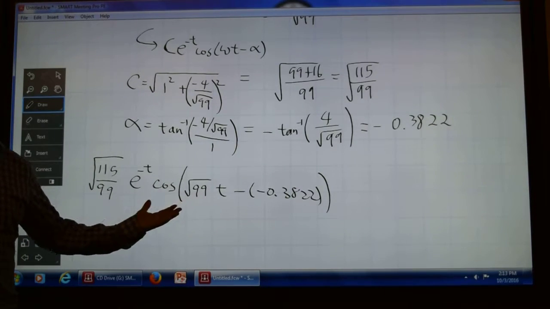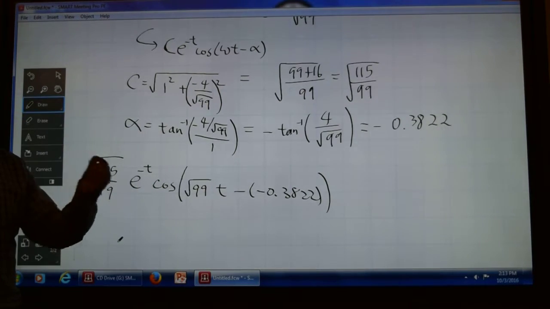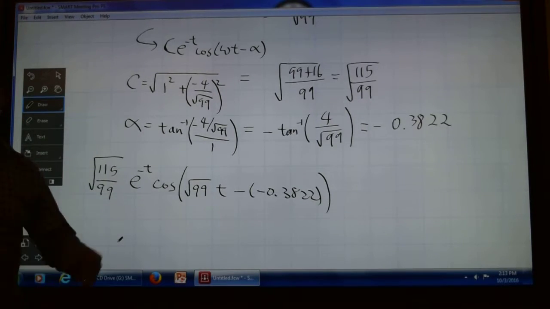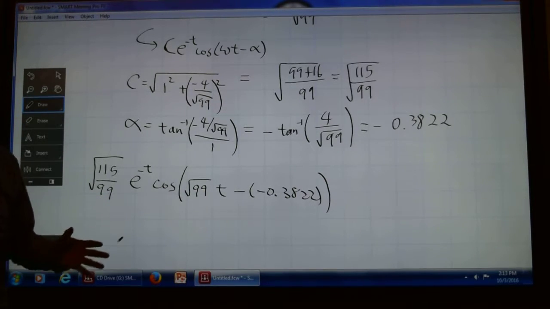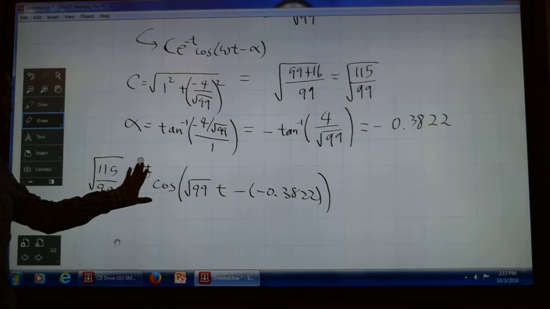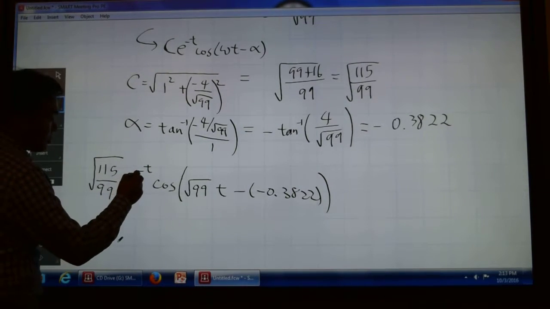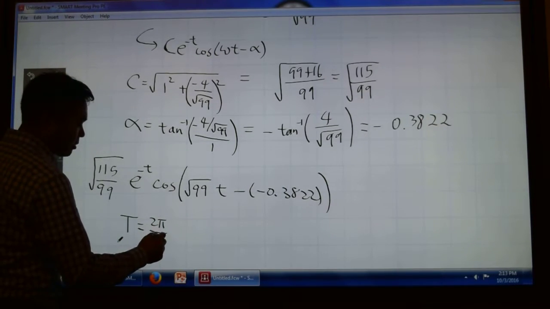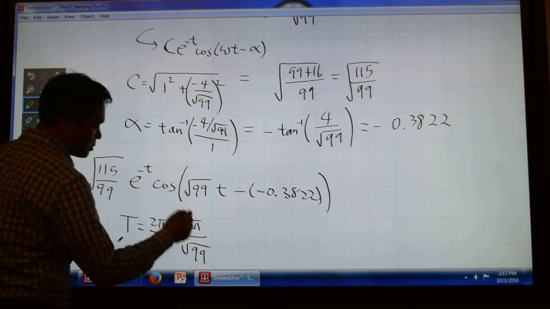It doesn't exist because it's not a periodic function, but you can still say pseudo-period, which is defined maybe like the second time you come back to the equilibrium or something like that. Okay. So pseudo-period is basically the period assuming that you didn't have this e to the negative t function. Okay. So therefore, the formula is still the same. T is equal to 2 pi over omega. So it's 2 pi divided by square root of 99. That's your period.